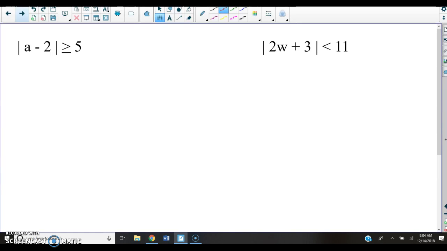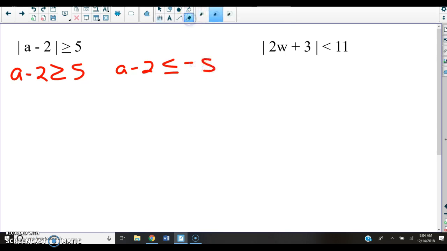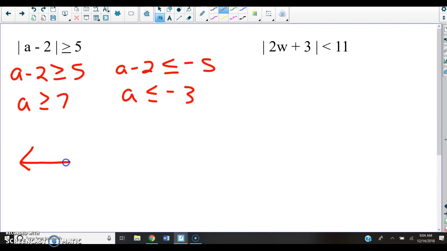Another couple that we can look at. So to solve this, it's greater than or equal to 5, less than or equal to negative 5. It's just a matter of solving each. A is greater than or equal to 7, or A is less than or equal to negative 3. It cannot be both at the same time, so it's definitely an or. There's our 7, negative 3.